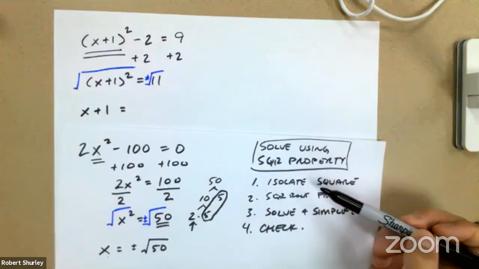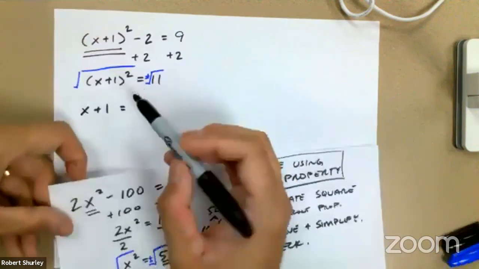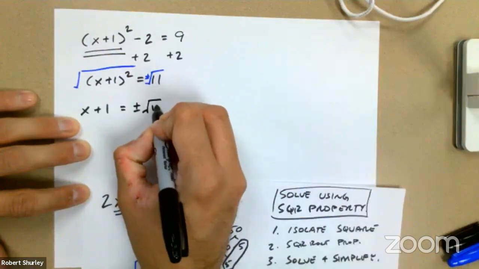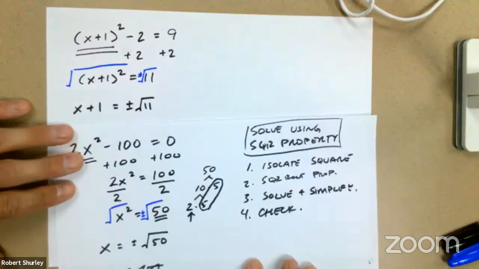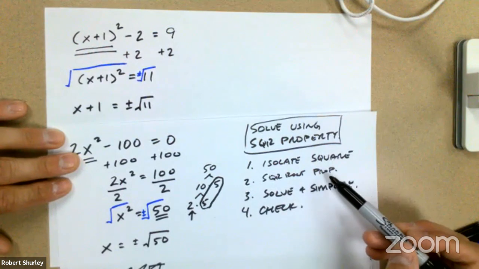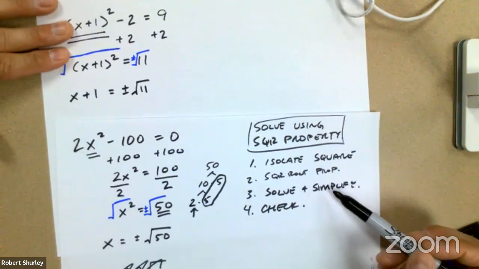So really, the reason we use the square root property is to get that square to go away. We got that to happen. And on the right, though, we've got plus or minus the square root of 11. Now notice, we've isolated the square. We did the square root property on both sides. And then we've got to solve and simplify.